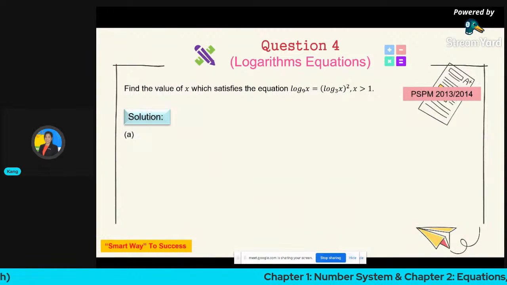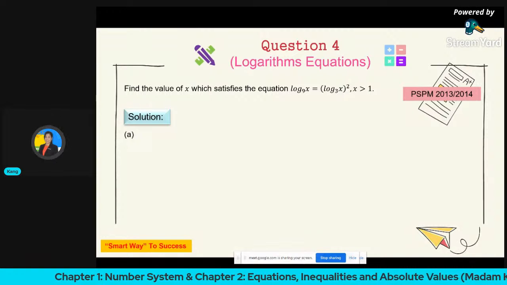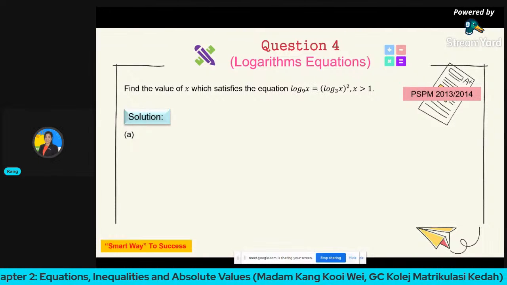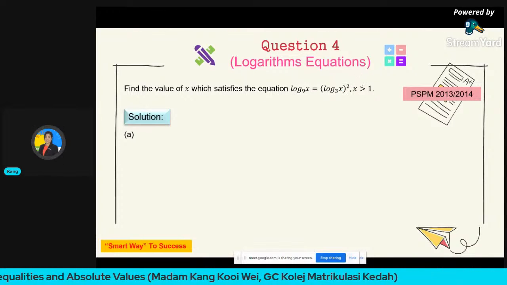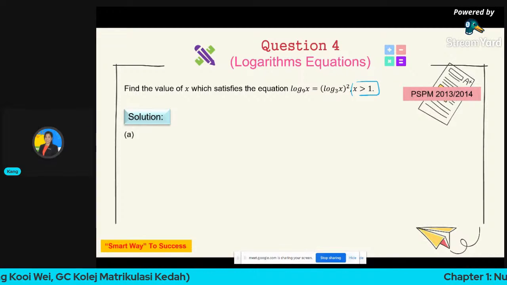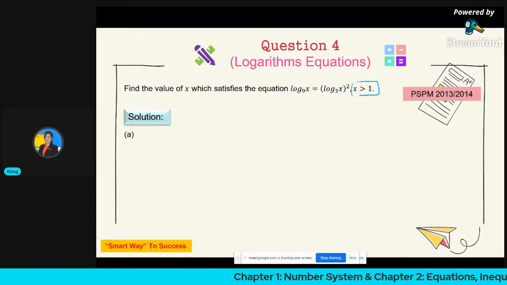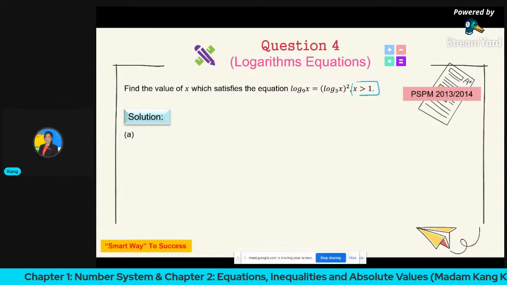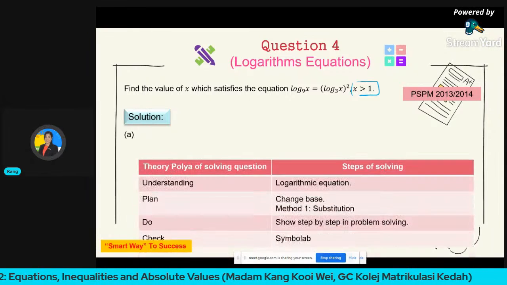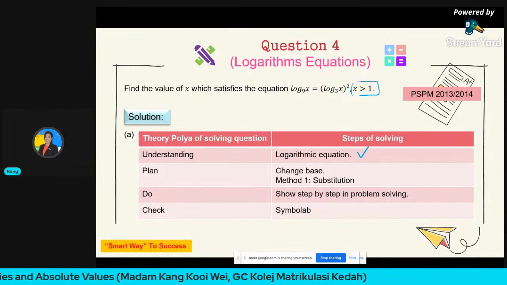Okay, now we are going to master the technique of solving the equation of logarithms. Find the value of x which satisfies the equation log x base 9 equals log x base 3 all squared, where x is greater than 1, given as the condition already. This question is from PSPM 2013 and 2014. Okay, very simple question. First of all, you look at the question, understand the question. We need to solve the equation, so that means we need to find out the value of x. What is this equation? It is a logarithmic equation.